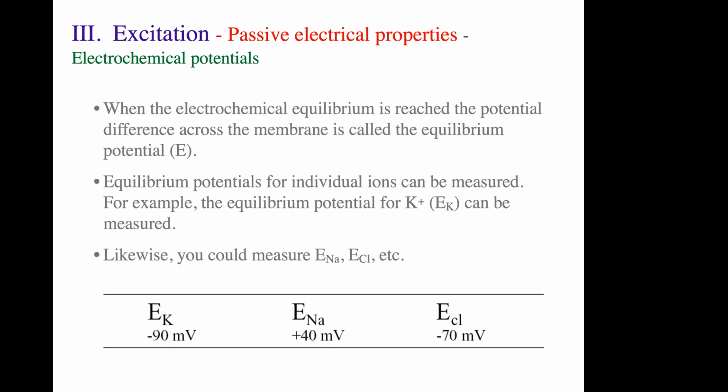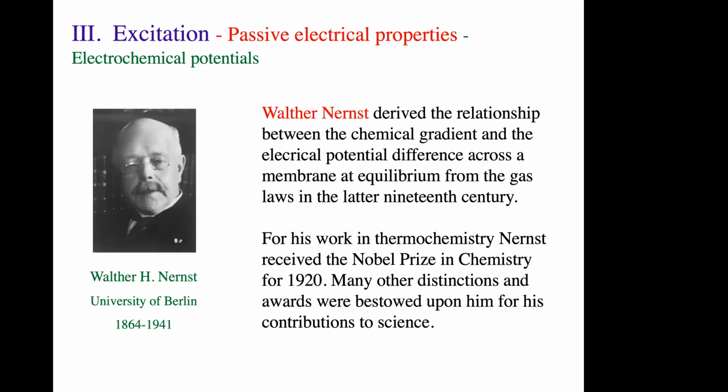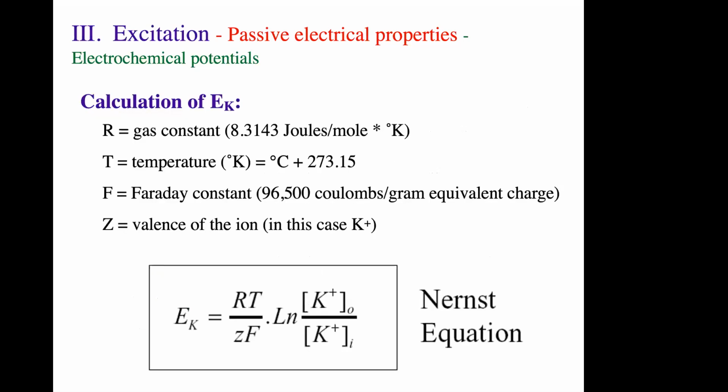Okay, so how do we figure all these out? Well, there is this fellow by the name of Walter Nernst, who back in the early 1900s was messing around with gas laws and figured out a way to use gas laws to estimate or calculate what the equilibrium potential of a membrane would be. He actually won a Nobel Prize for some of the work that he did. This is something that's been around for quite a while. So here is the Nernst equation.